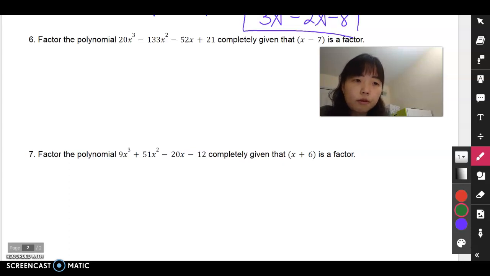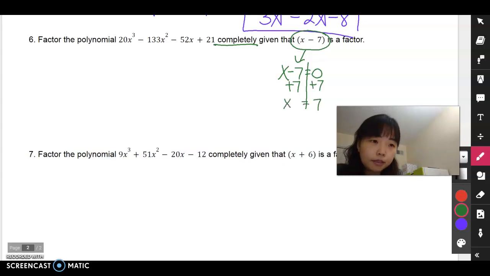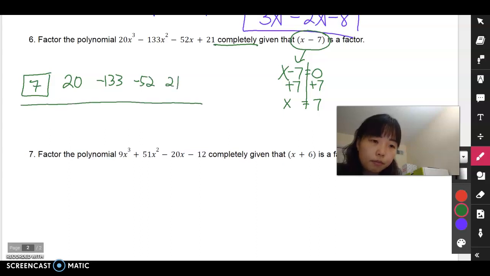Okay, so factor polynomial completely, okay? First step is the first step. Just do this. Set it equal to 0, right? So yes, we're gonna put a positive 7 in the box. 7 in the box. 20, negative 133, negative 52, 21. Bring down the first number, so it's 20.